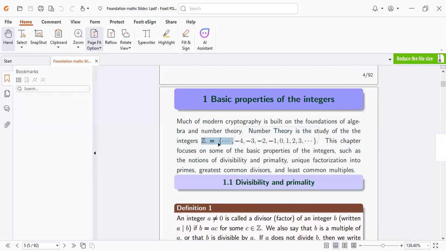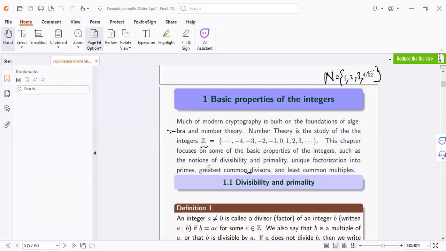We also have a set of the natural numbers, which comprises numbers 1, 2, 3, and so on. We denote the set of the natural numbers by capital N. So it's just a set of numbers 1, 2, 3, and so on. That is the set of natural numbers. But when we talk about the set of integers, this is what we mean.